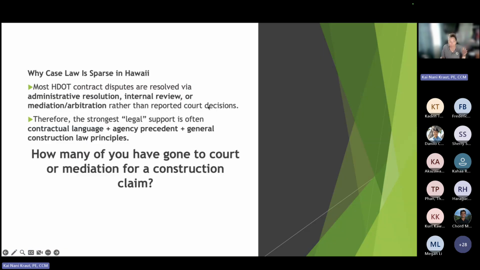So it might be sparse because most DOT contract disputes are resolved via administrative resolution. So again, under 107, the procurement officer can make those kinds of decisions. So we may not see legal precedent because we don't go to court. We usually settle. So why are we settling? Is it justified? Are we setting precedent? I think those were all in it.